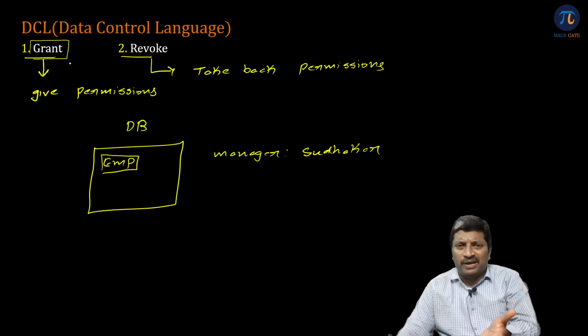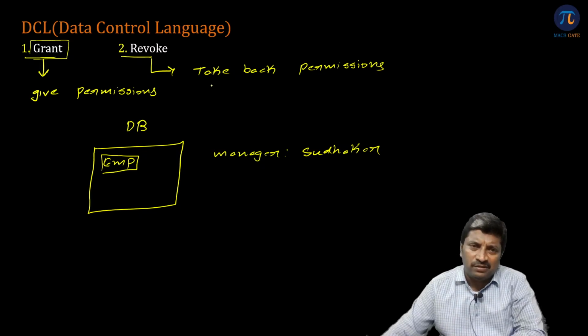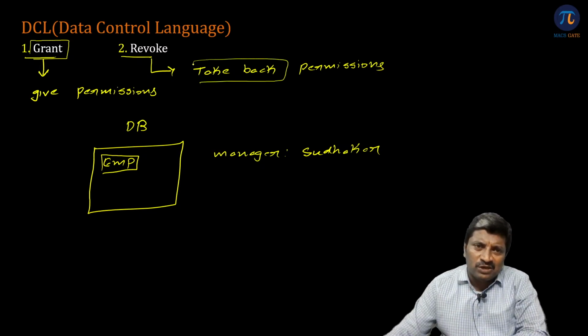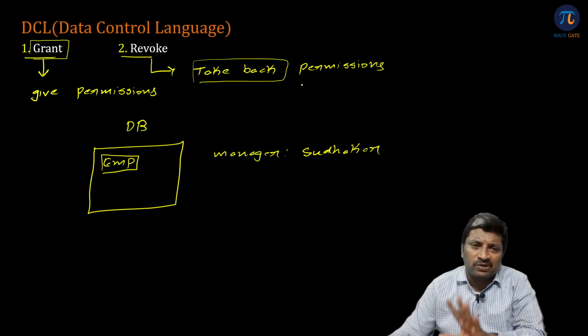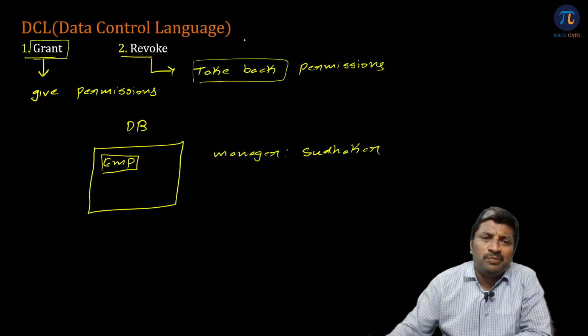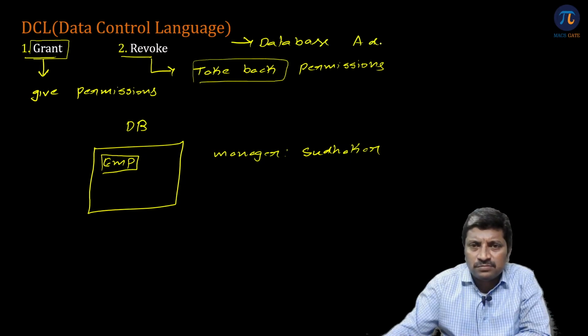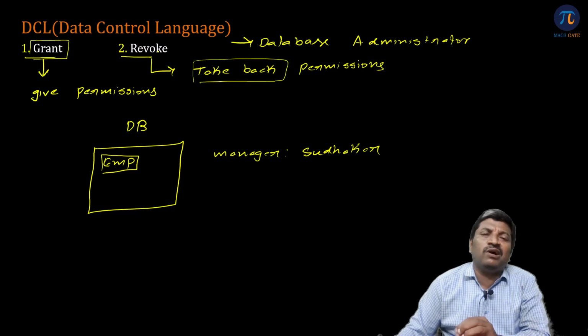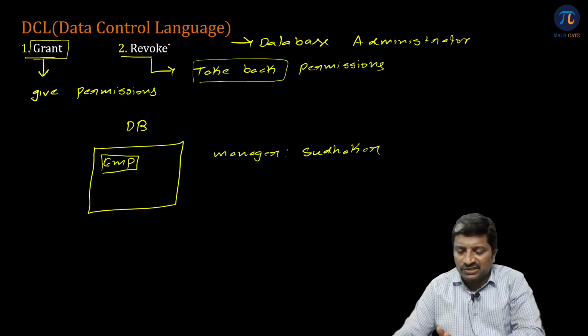Suppose he resigned from our bank or he is demoted to something else. Then I want to revoke it. I want to take back the privileges or permissions to view or to update or to modify the particular relation. This is the main responsibility of the database administrator, sir. We are not going to discuss much about this. We are only discussing what it means: grant to give the privileges, revoke to take back the privileges. That's it.